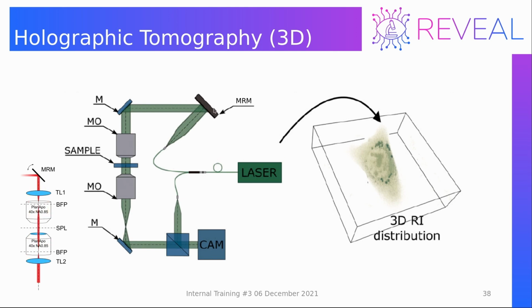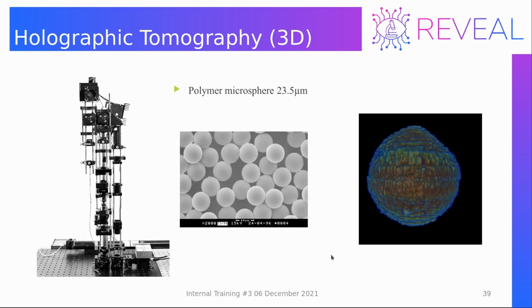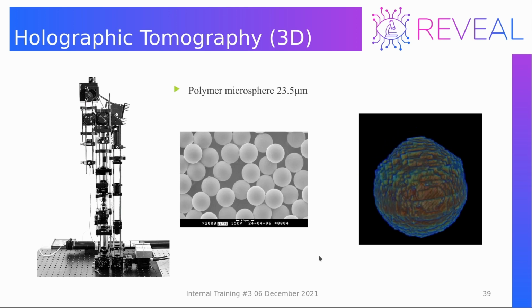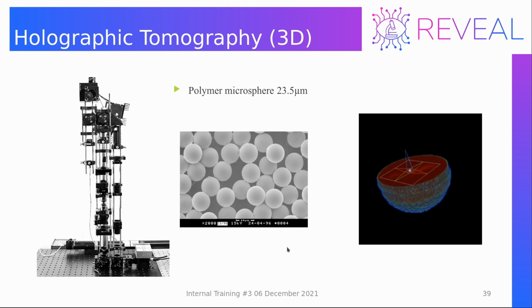So if I start to rotate this mirror, then this beam that goes here will start to illuminate the sample from different angles, and for each such angle we capture one measurement at the camera. And then we process the data and obtain the 3D refractive index distribution. So this is the example of one reconstruction.